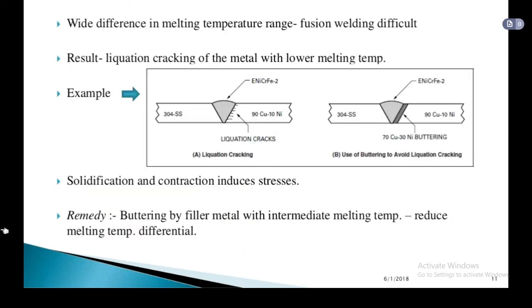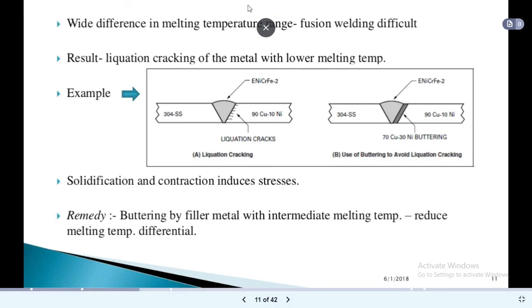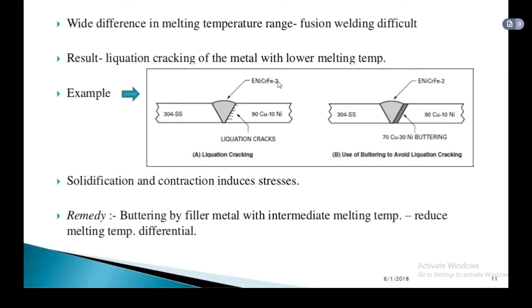Okay. A wide difference in melting temperature range makes fusion welding difficult. Means as we discussed, in fusion welding, if there is a large difference, then it is difficult. The result is liquefaction cracking of the metal with the lower melting temperature. Liquefaction means that when the material becomes liquid, cracks will form inside the material. Solidification and contraction induce stresses. When solidification is done, the contraction will happen and it will induce the stresses.